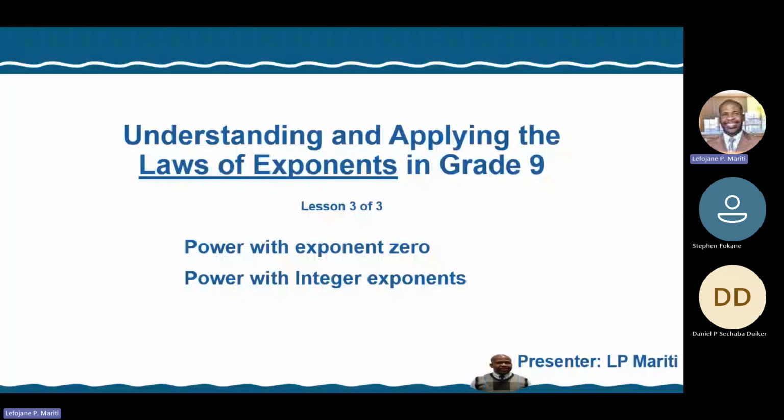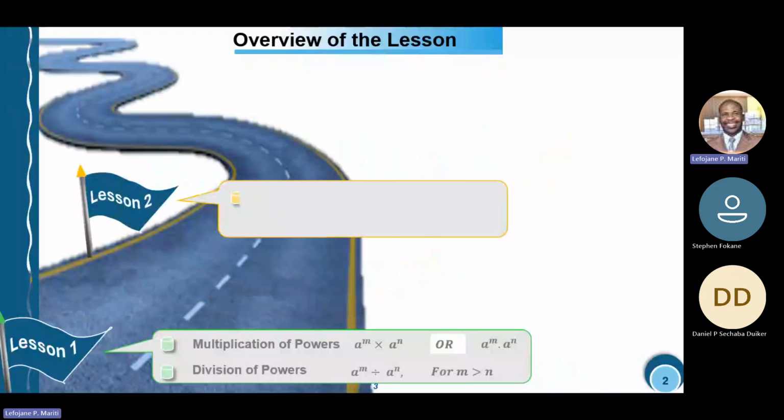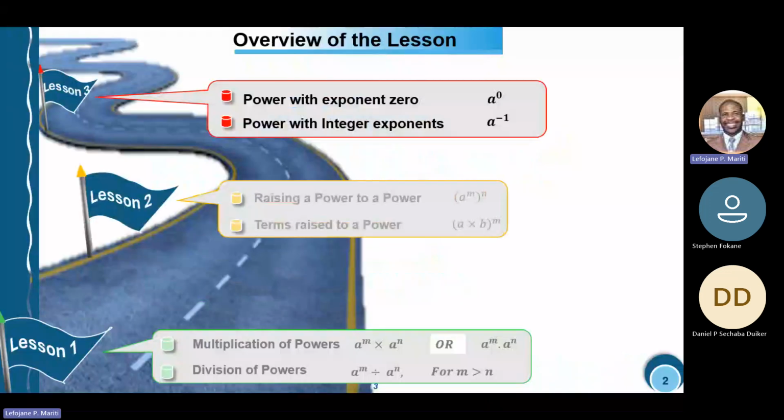Today marks the last lesson of the week on exponents that we started on Monday. We are going to be focusing today on the power with exponent 0, as well as the power with the integer exponent.